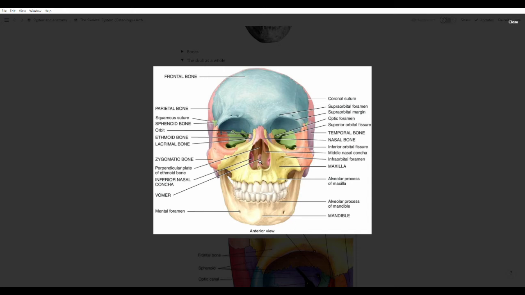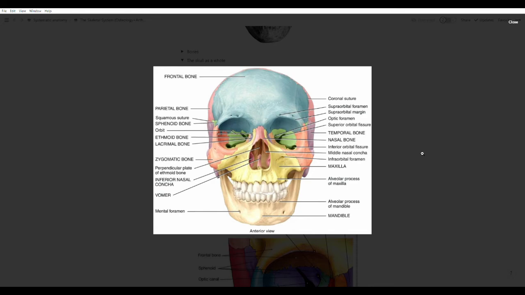This should be the vomer, and this should be the perpendicular plate of the ethmoid bone. So this is part of the ethmoid bone. Again, this is another part of the ethmoid bone. We said it looked like a butterfly, so that's like, I would say, the body of the butterfly, and those are the wings of the butterfly. We can also see that in here we've already talked about the infraorbital foramen.